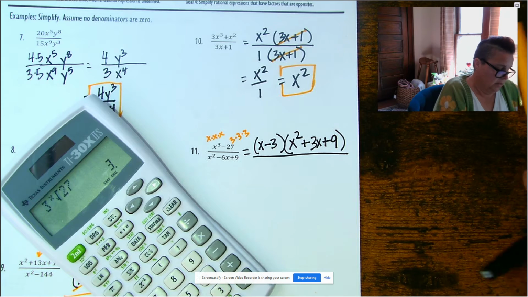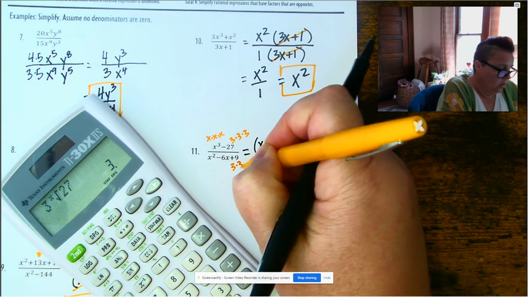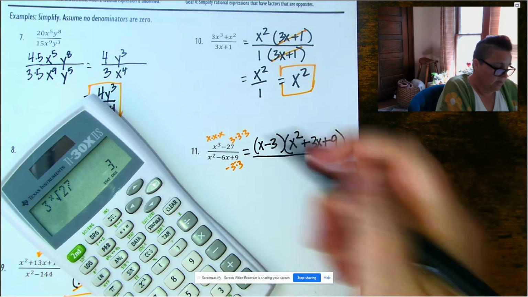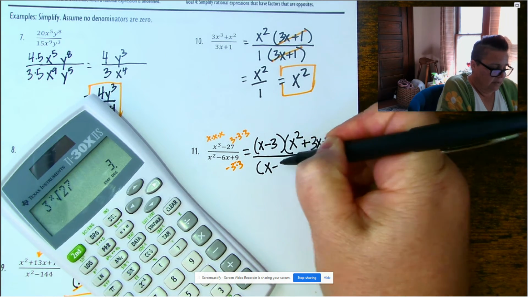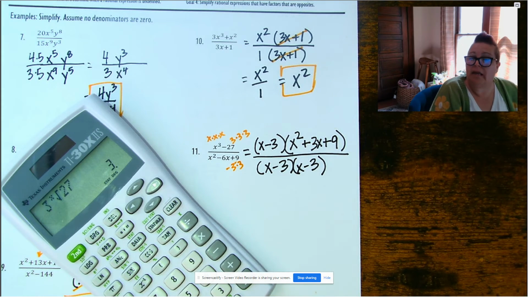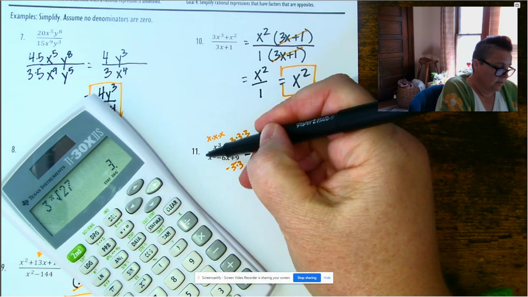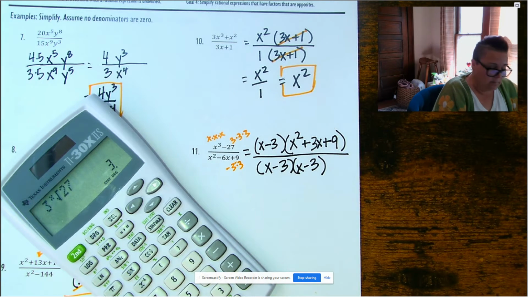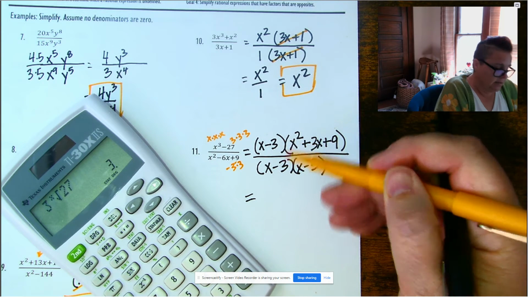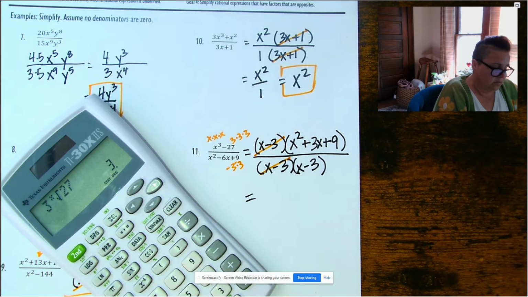That's a 3 and 3. Oh, and 3 plus 3 is 6, but it's negative, so it's going to be negative 3 and negative 3. So this is going to be x minus 3, x minus 3. And I again used mental math on that because the lead here was a 1. Now, once I have this factored, I can see I have an x minus 3 in both the numerator and the denominator. That will cancel out.